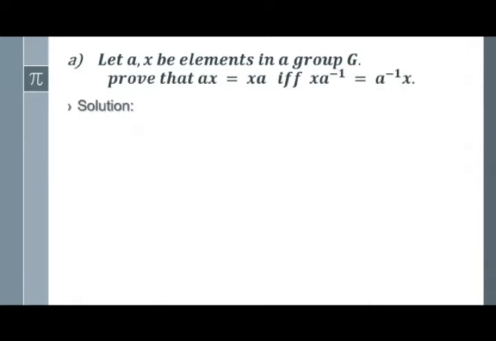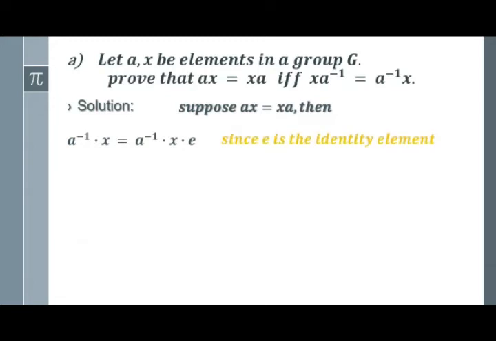Here is the solution for the first one. Suppose AX is equal to XA. Then, we're going to take one side from this equation. Then we have A inverse times X is equal to A inverse times X times E. Since E is the identity element, and anything times an identity element is equal to itself, then we have A inverse times X is equal to A inverse times X times A inverse.